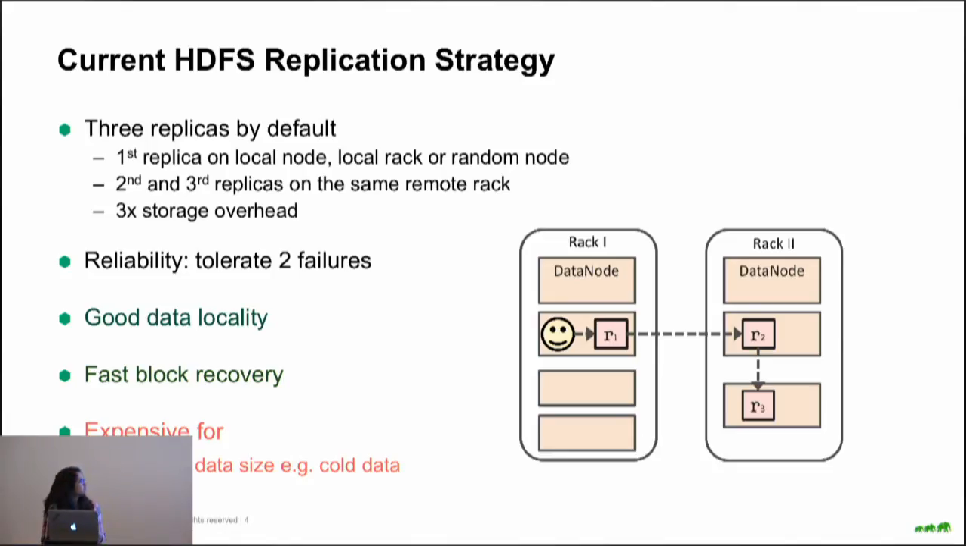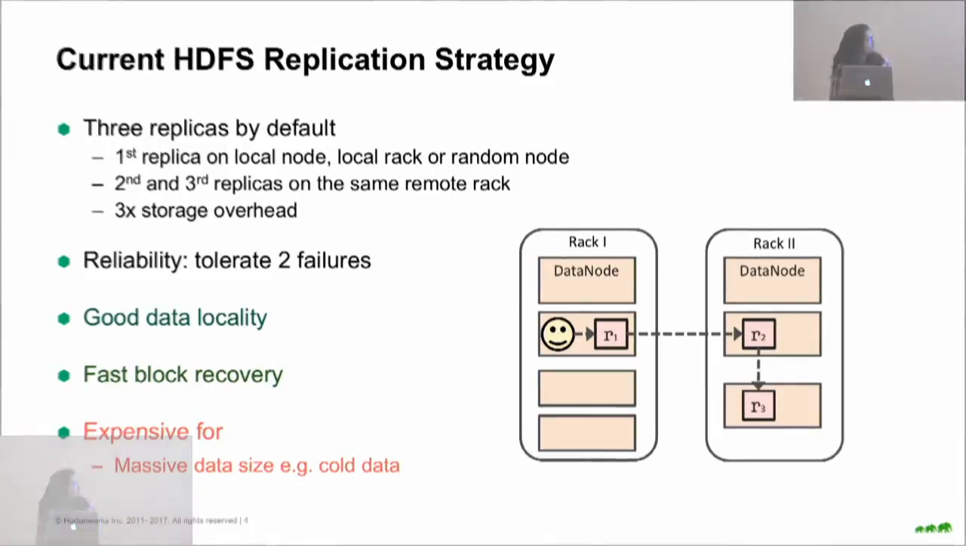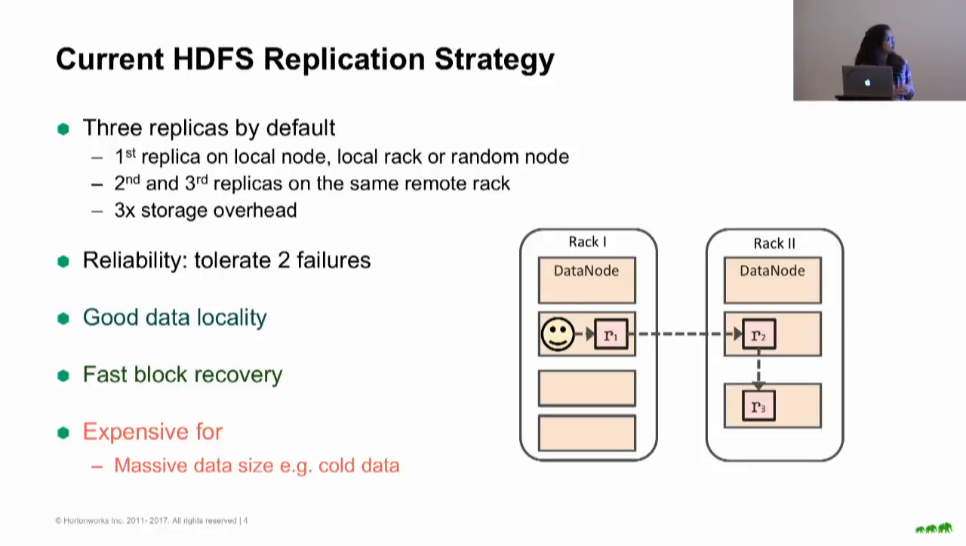Before we get into erasure coding, let's take a quick look into what the existing HDFS replication strategy looks like. HDFS tries to place one block replica on the same node as the client. In the figure here, the client is the second node on rack 1 with the smiley face. And HDFS tries to place the other 2 block replicas on 2 different data nodes on any one remote rack. So, with this approach, we get a fairly good data locality.